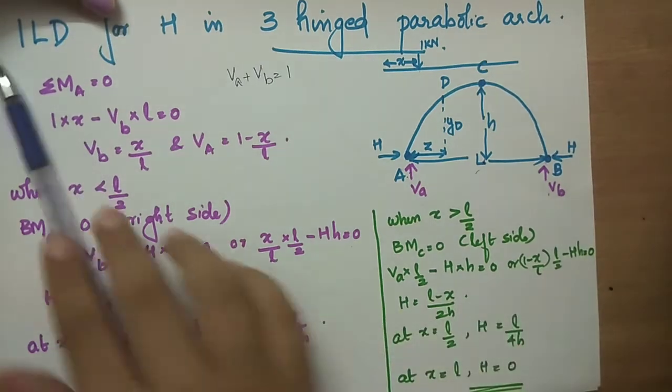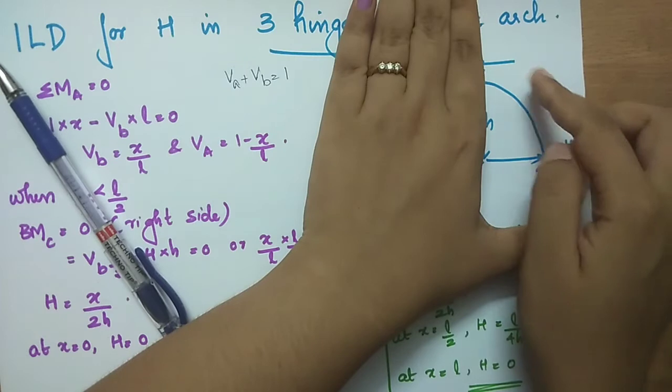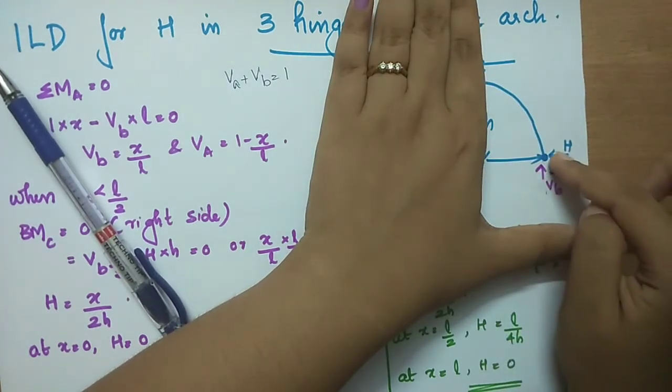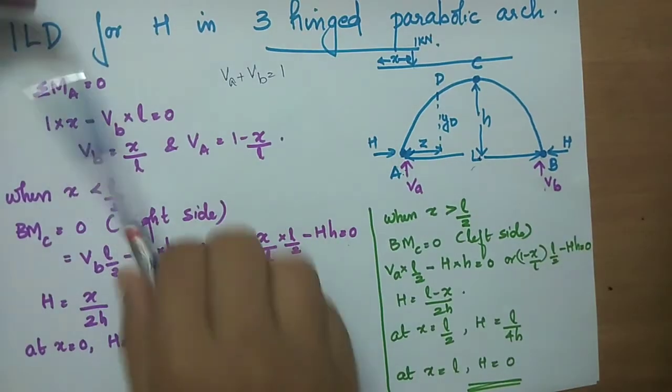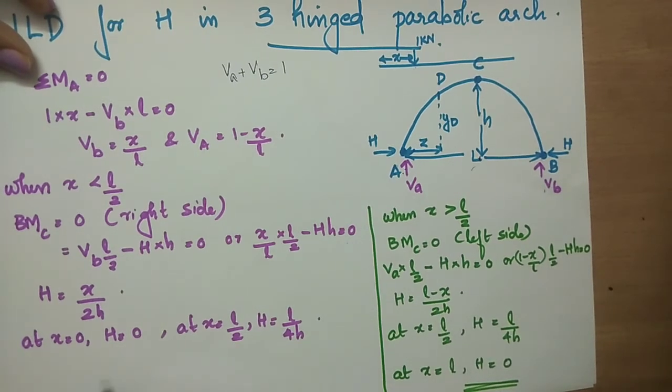Now, this is the portion of arch where the load is moving, at x is equal to L by 2, that is at this point, and at x is equal to L, that is at this point. So, at x is equal to L by 2, H is L minus L by 2 by 2h, which is L by 4h, and at x is equal to L, H is 0. So we got the value of H at x is equal to 0, x is equal to L by 2, and x is equal to L.